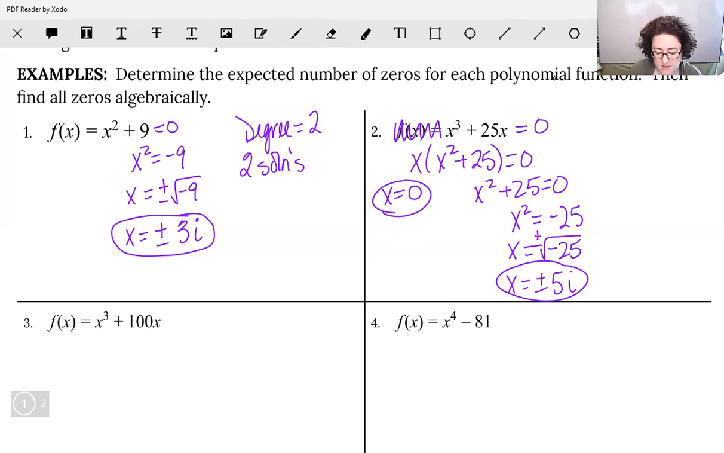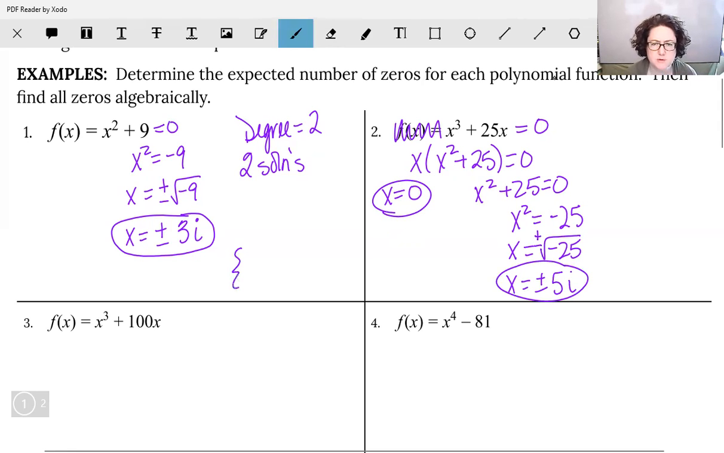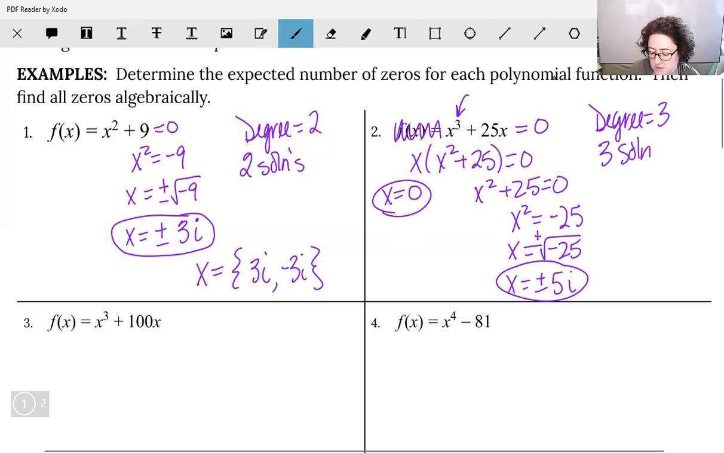And we should probably be a little bit more formal, so let's write out our full solutions for both of these problems. So for number 1, the x solution set is a positive 3i and a negative 3i. For number 2, again, highest degree was 3, so we should have 3 solutions. And we got them. So our 3 solutions are 0, 5i, and -5i.